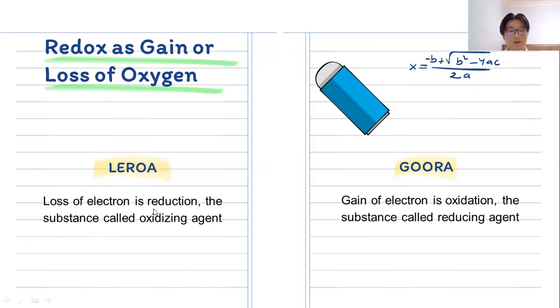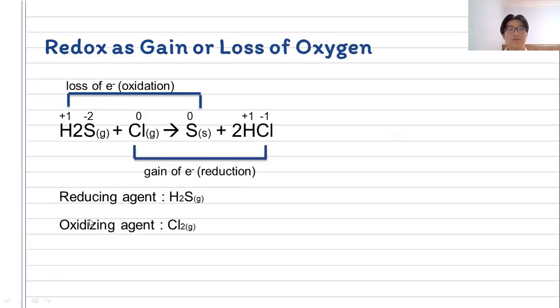It is the same as just now, but this time loss of electron is reduction. The substance is called the oxidizing agent. GROA, gain of electron, is oxidation. The substance is called the reducing agent. So oxidation correlates with the reducing agent, and reduction correlates with the oxidizing agent. To understand further, we have another example.